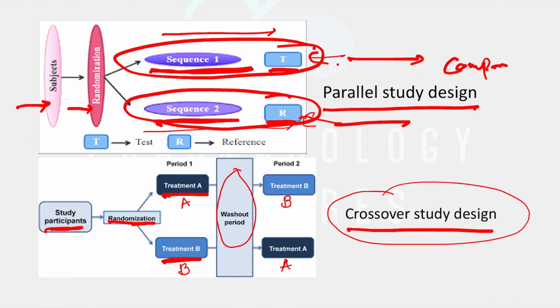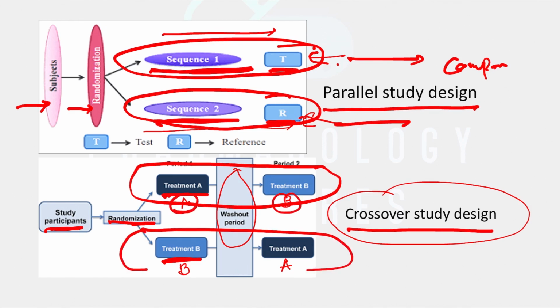So what happens here? The group is the same, but the same group receives two individual treatments, drug A and B. Here also the group is the same. It receives two individual treatments. Firstly, it receives drug B and then drug A. So each individual gets two drugs, right? But after some washout period.